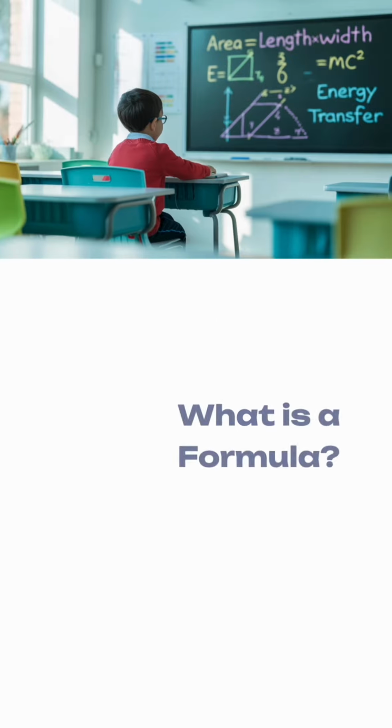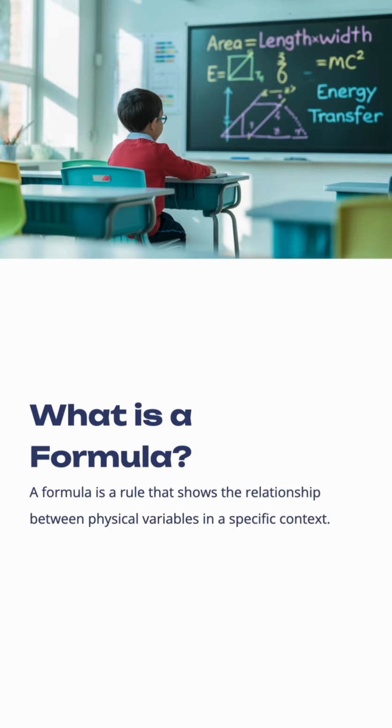What is a formula? A formula takes our understanding further. It's a rule that shows the relationship between physical variables in a specific context. Think of familiar examples like C equals 2 pi r for circumference, or a squared plus b squared equals c squared for the Pythagorean theorem. These formulas help us solve real-world problems.